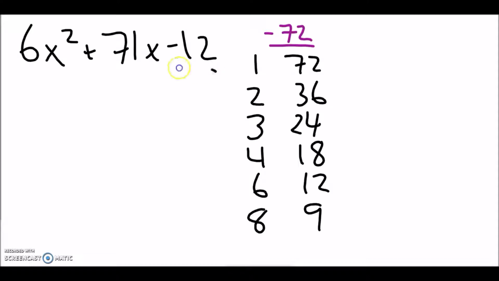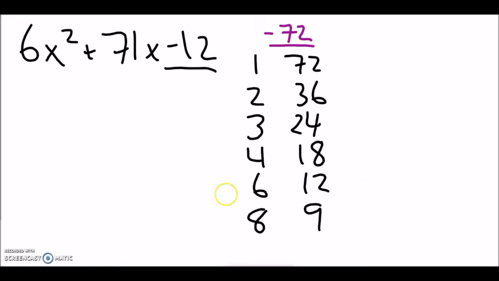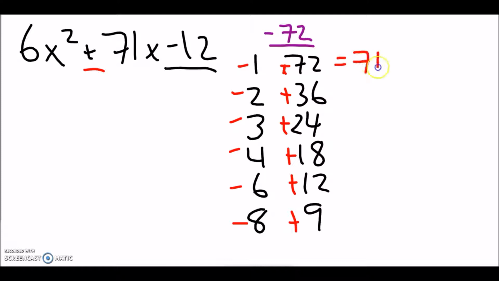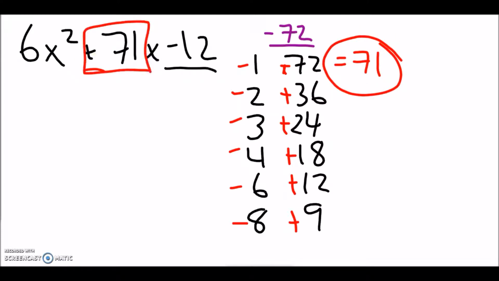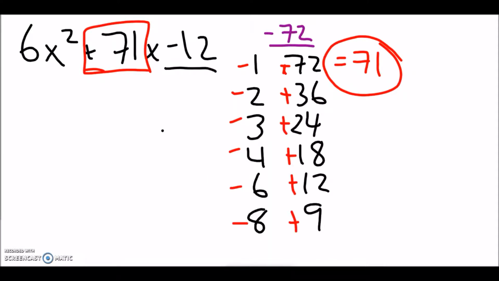Look at 12. That's negative. That means my columns have to be different. Looking at my 71, which is positive, my right column is my positives. That makes my left column the negatives. Add my rows. Oh, look at that. Sweet. First row gives me my 71. Excellent.